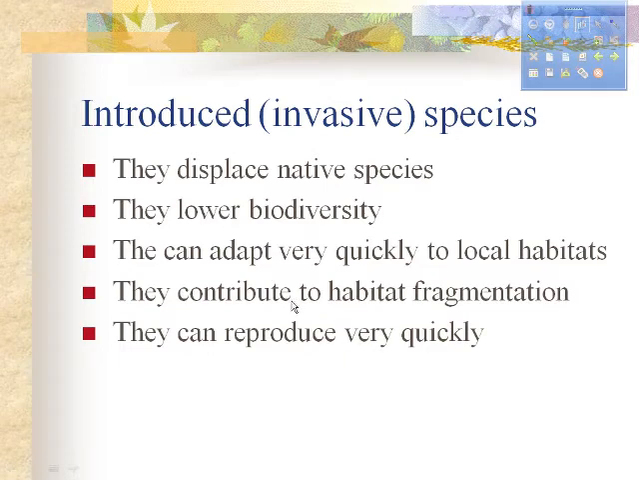So like I said, invasive species displace the native ones. They lower the biodiversity because they get rid of the local stuff. They can outcompete. They adapt very quickly. They contribute to messing up the habitat, and they reproduce very quickly.